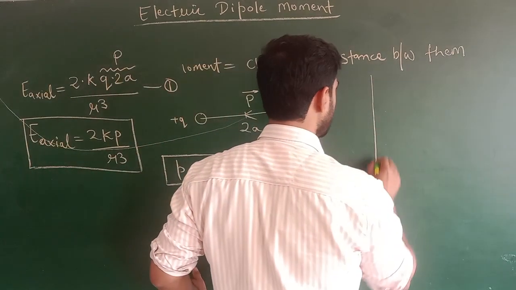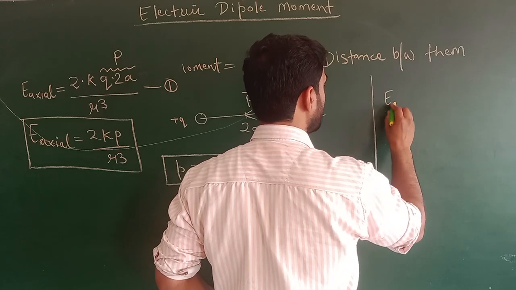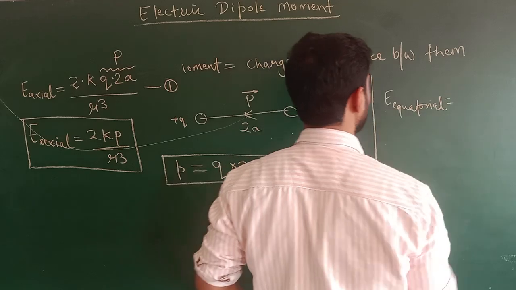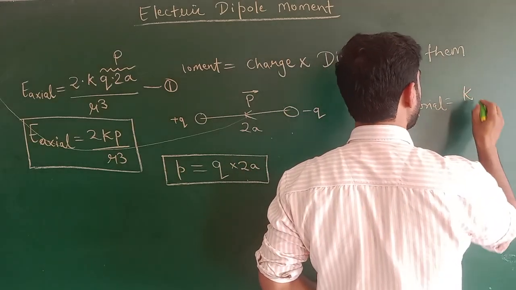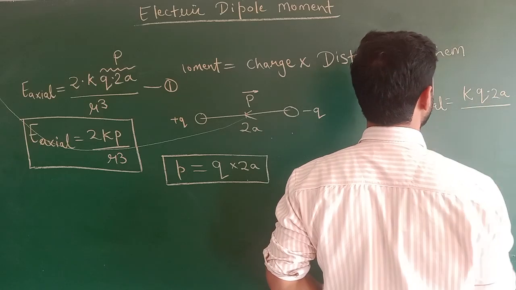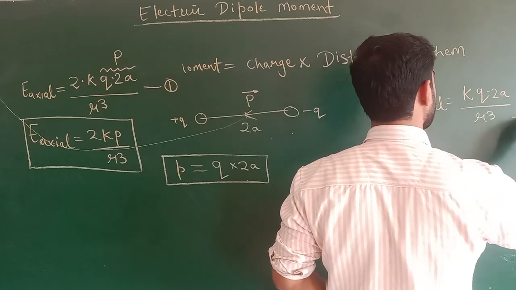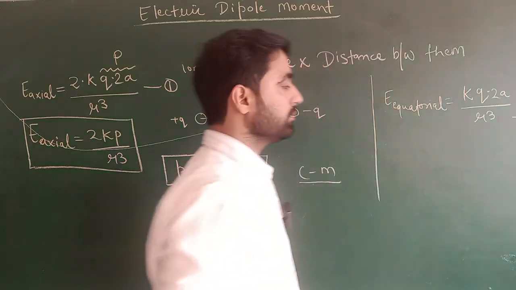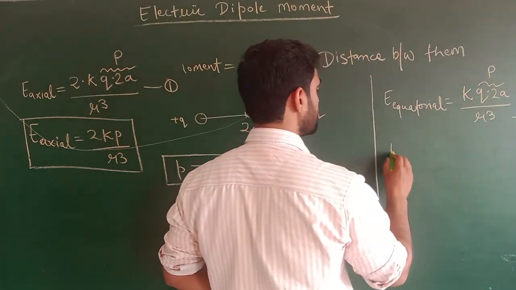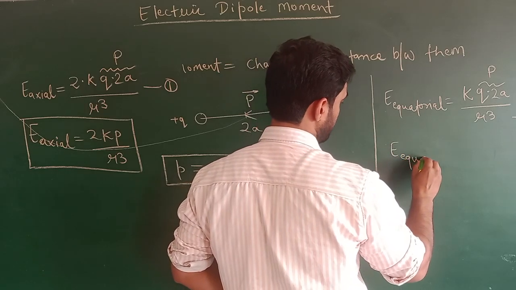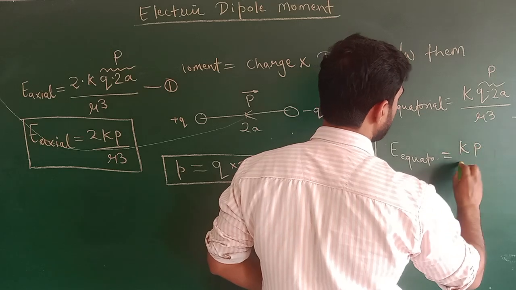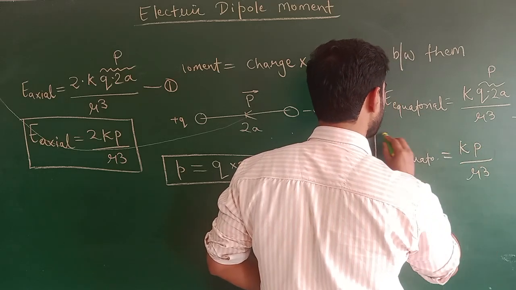Similarly, the electric field on the equatorial point is k times q into 2a divided by r cube. This is the second formula. So this term q into 2a can be written as p. So E equatorial is kp divided by r cube.